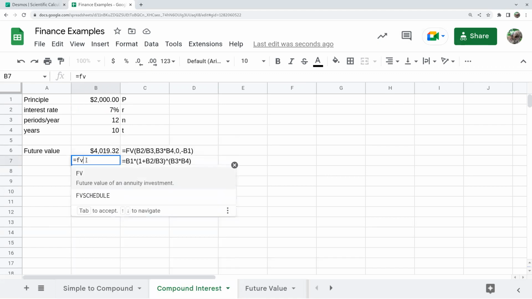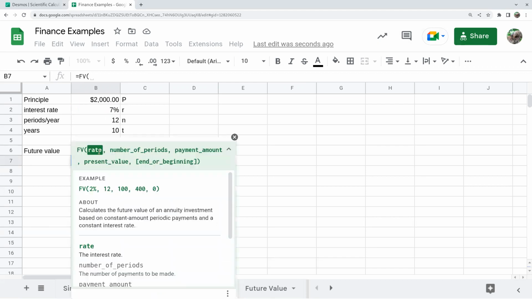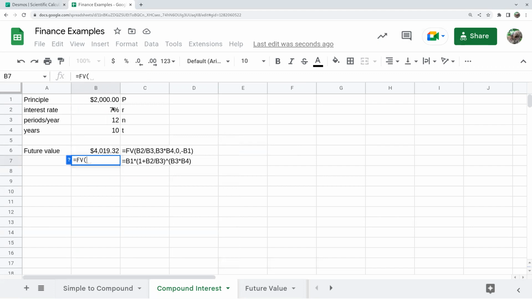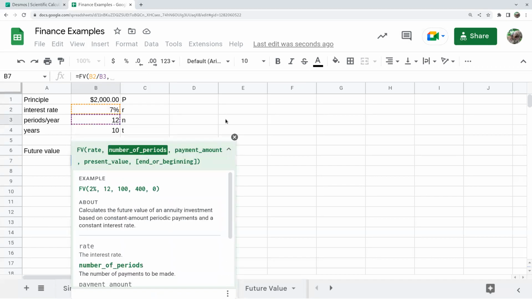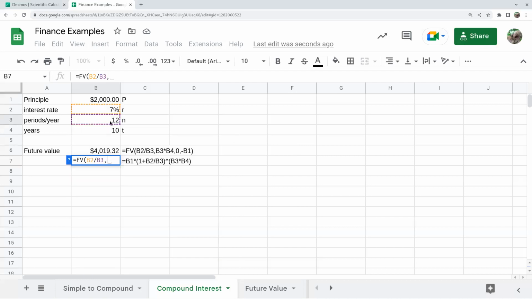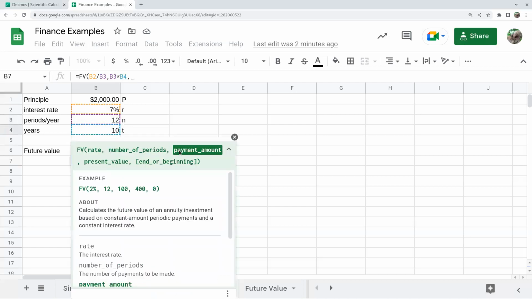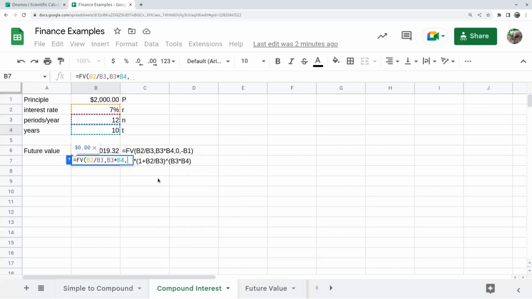So I'm going to go FV for future value, and it says, hey, we have a future value command, and if you hit the question mark, it'll give you some hints like what's the rate. And here they want the periodic rate, which is R over N. And the next thing they want is the number of periods, and that's total. So then I would have my N times T. And then it wants to know what's my payment amount, and this payment amount here is a periodic payment. We're not making a periodic payment.